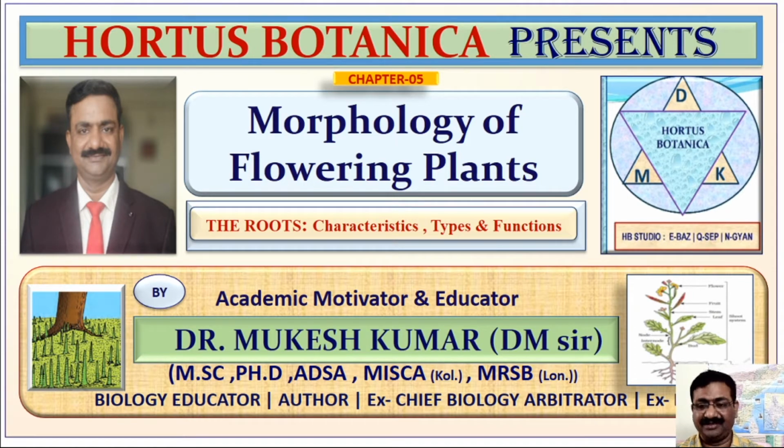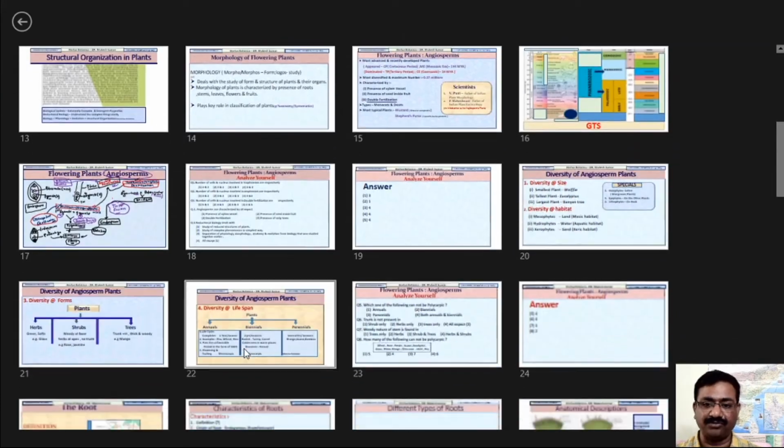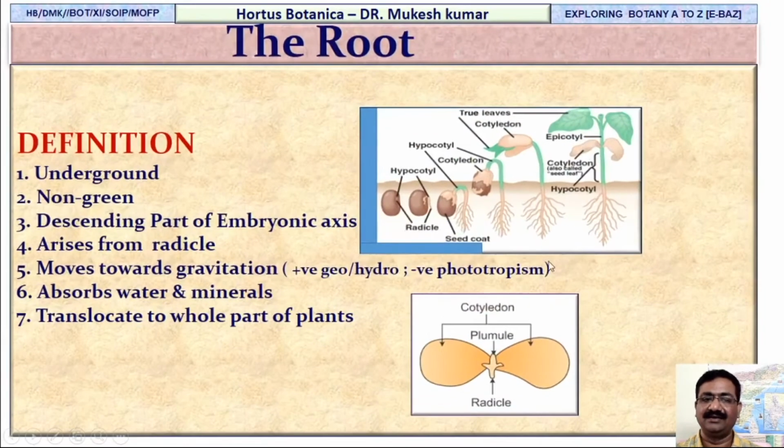Now we will study about roots, their characteristics, types and their function. So let's see about the characteristics of root. Means what is root? How can you identify a root from stem, right? Whenever you are going to define a root, you can define a root by important 7 characteristics.